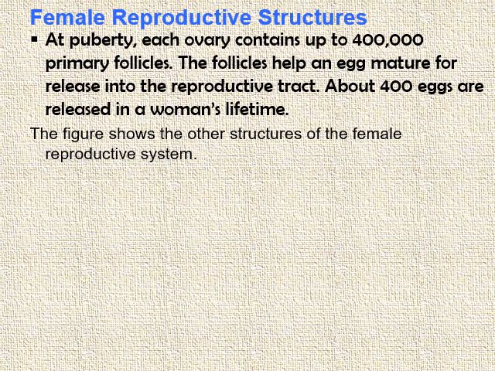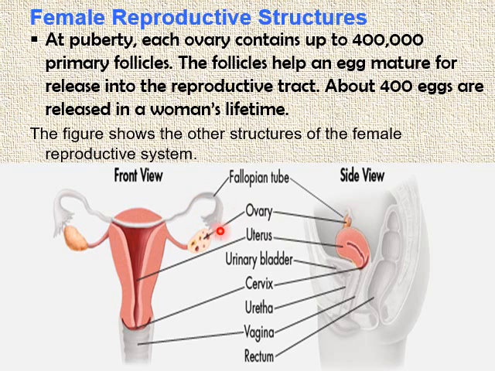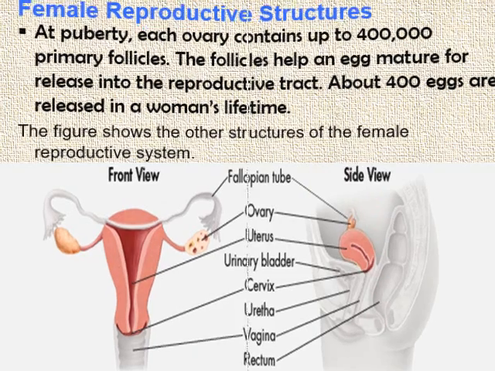The diagram here shows the structure of the female reproductive tract. Please identify the structures. Here you have the front view and the side view of the female reproductive system.